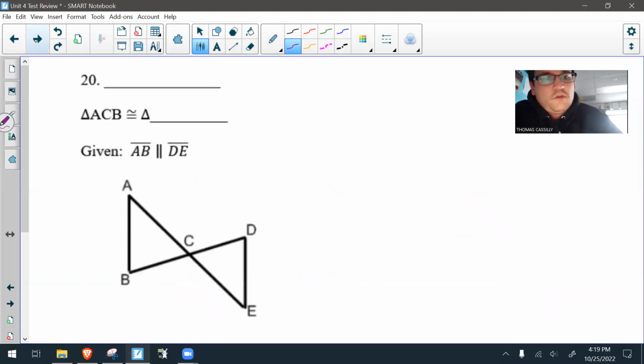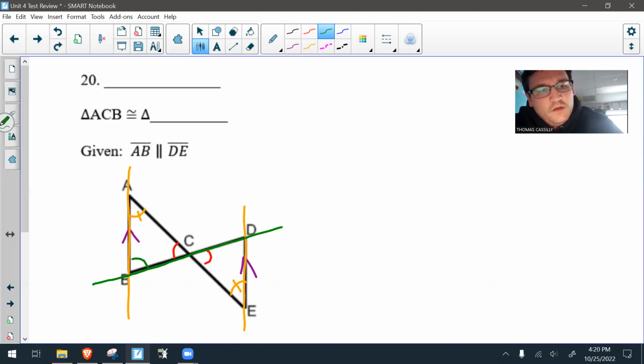All right, and I got one more for you here. We have these lines are parallel. That's all we know. AB is parallel to DE. We can assume that these are vertical angles. What do we know about parallel lines? Parallel lines make congruent angles, not congruent sides, but congruent angles. So we know angle A is congruent to angle E. We have another one: angle B is congruent to angle D.